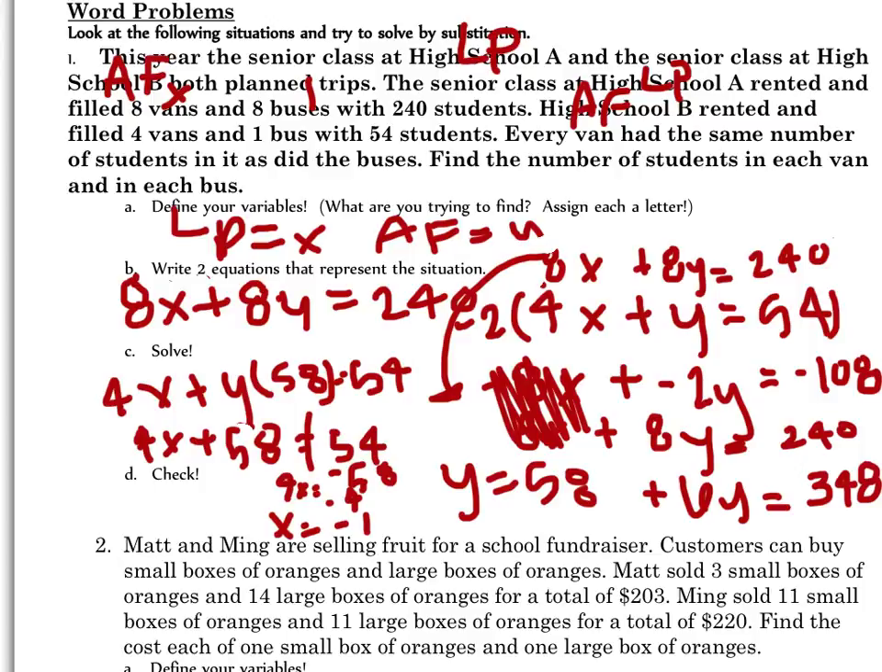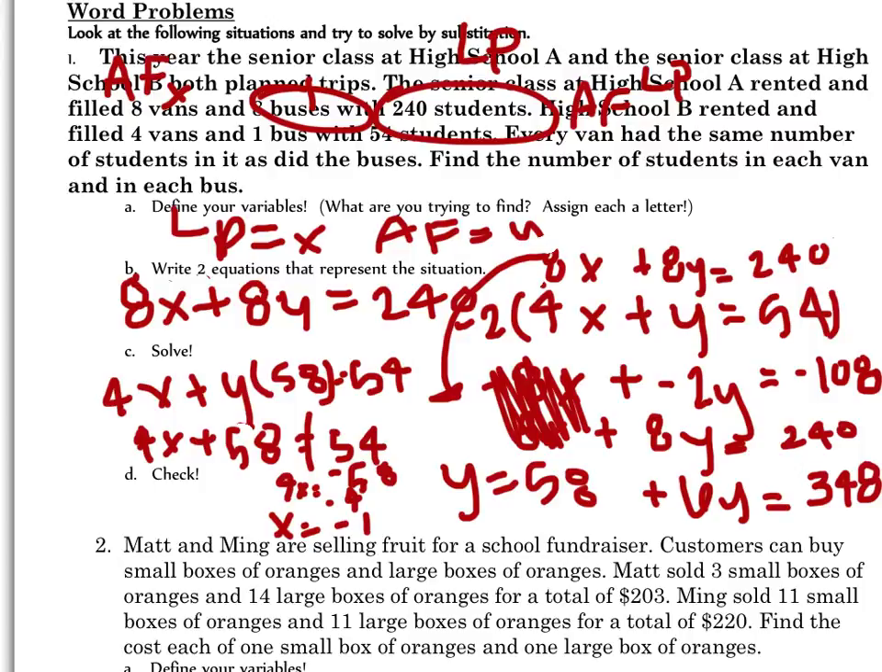Because there definitely could not be 58 kids in a bus, because 8 buses of 58 kids would give you a lot more than 240 students. So we need to figure out what happened. All right, let's look. I want to see what happened up in here.